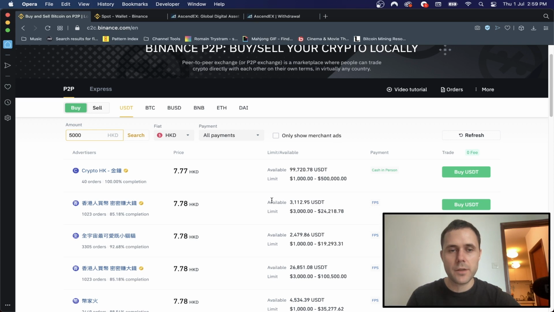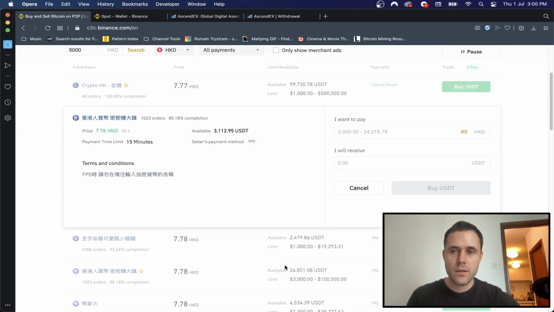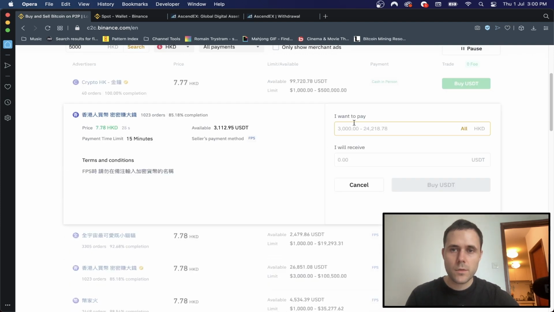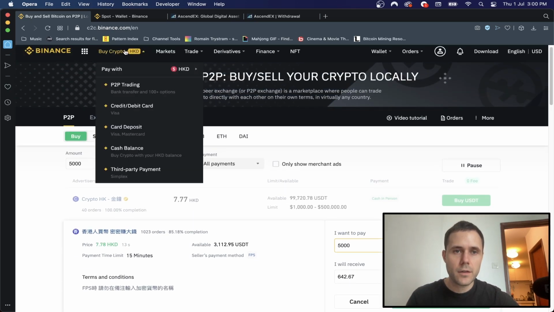Every country is going to be different. And then just buy USDT. And then I will put in an order here. Fairly self-explanatory. So once you are on this page, you can put in 5,000 and you will receive 642 US dollar Tether. And then you can click buy and you just go through with the payment. I'm not going to be able to do that now.